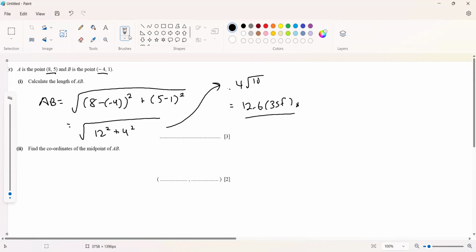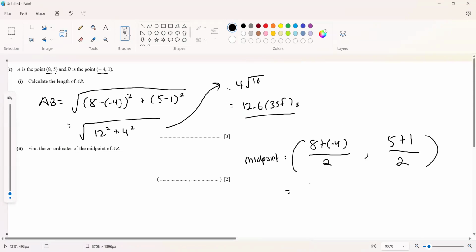So the next one is find the coordinates of the midpoint of AB. Finding the midpoint of AB is simply adding the coordinates together. So 8 plus negative 4, whole thing divided by 2 for the x, and then 5 plus 1 divided by 2 for the y as well. So it'd be 4 over 2, 6 over 2. So finally, it is (2, 3). This is our midpoint for question C.